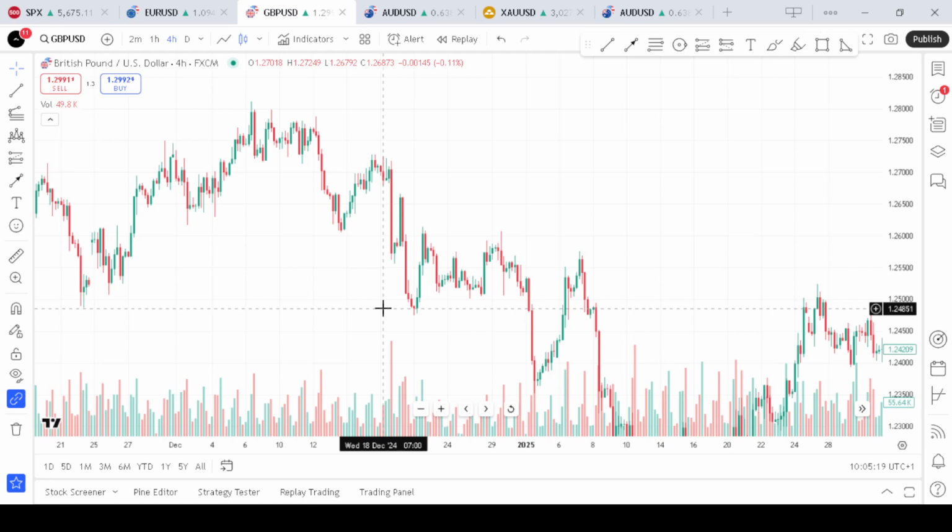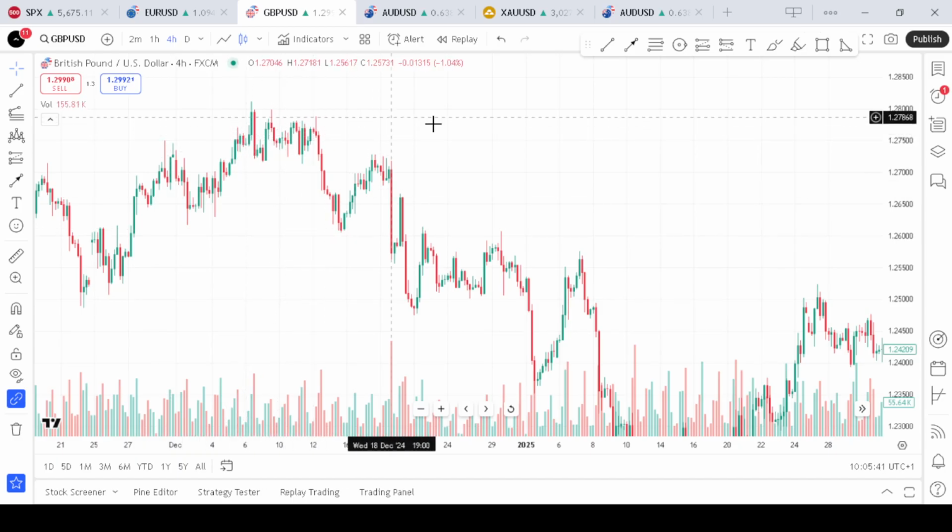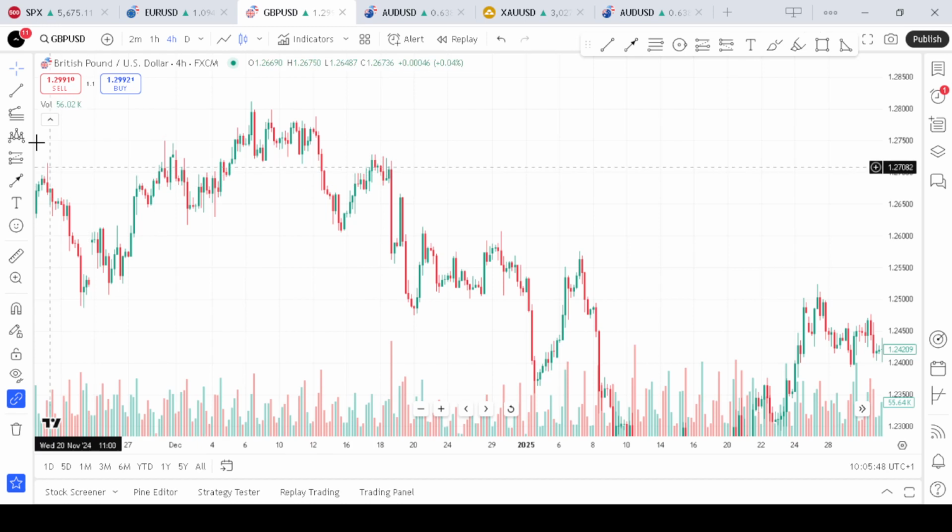So let's get started. What is the head and shoulders pattern? It's a widely recognized chart formation in technical analysis that signals a potential reversal in the market trend. It is most commonly seen at the end of an uptrend, indicating that bullish momentum is weakening and a bearish reversal may occur. This structure is straightforward, making it accessible to traders of all experience levels. So let's look at this head and shoulders pattern.